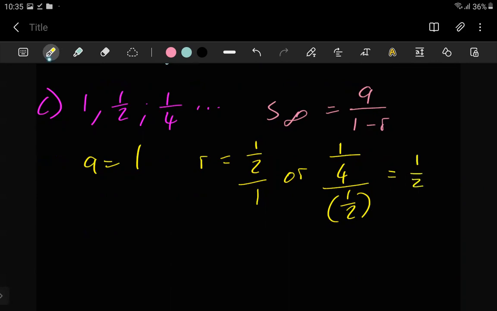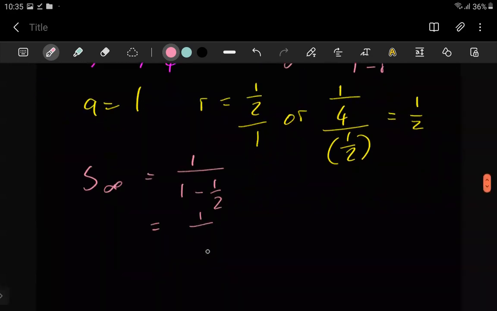You see it, right? So meaning the sum to infinity here is 1 over 1 minus a half, which is just 1 divided by a half. And that gives you 2. And then you have your answer, 2. Okay, that was simple. Not bad at all.